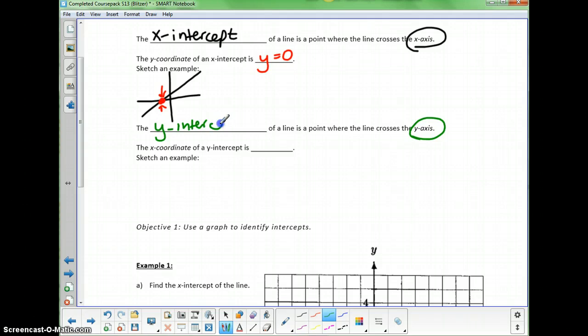And similarly, like we talked about the y-coordinate of the x-intercept, we can talk about the x-coordinate of the y-intercept. So if we draw another line, let me draw a better line. There we go. Let's talk about the y-intercept. Right there, I'm crossing the y-axis, and the x is right there at the center. It's not over left or over right. It's right in the middle, so the x-coordinate is 0. So if it's an x-intercept, the y-coordinate is 0. If it's a y-intercept, the x-coordinate is 0.